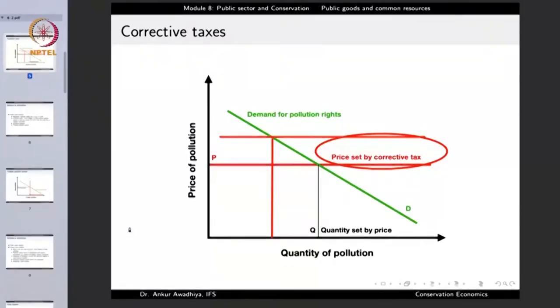So if people smoke, then the people in the vicinity become passive smokers, and they have to bear with the health cost. So what will the government do? The government can increase the price of cigarettes. And how will the government increase the price of the cigarettes? By putting a corrective tax on cigarettes. So in this case, the government is setting the price and the price is determining the quantity.